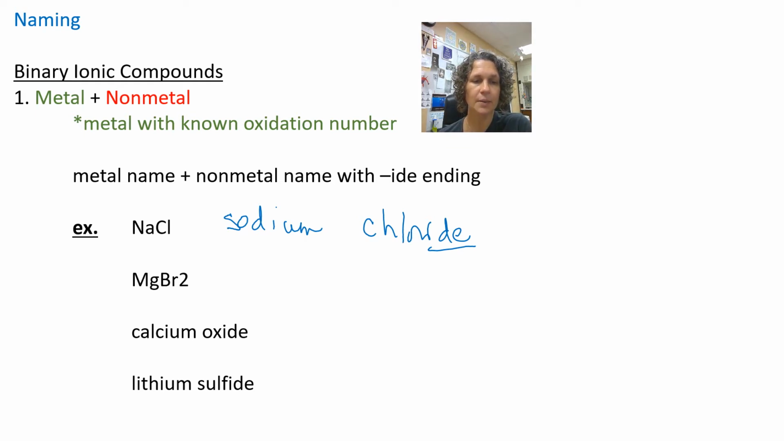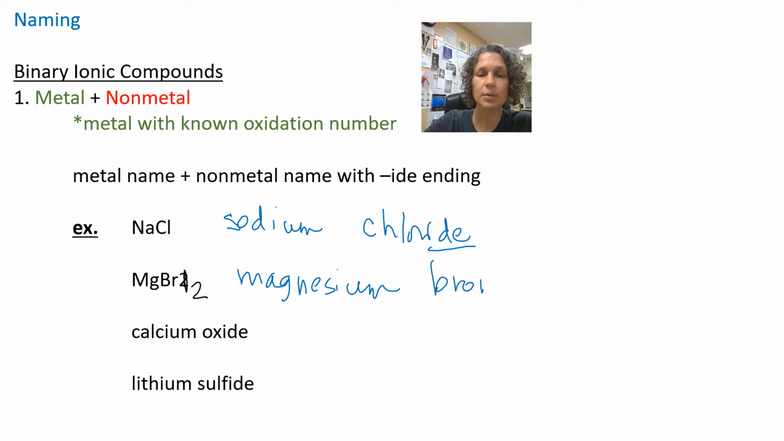All right, then the next one, MgBr2. Excuse my little typo there. That little 2 should be a little subscript 2. So, MgBr2. Mg is magnesium, so don't change anything about that. And then the Br, the 2 I ignore in this situation. I'm just worried about the Br. And so that is bromine, but when I change the ending, it becomes bromide.